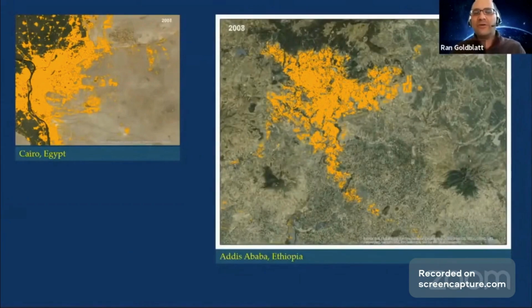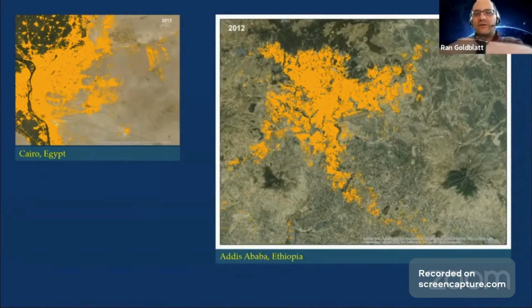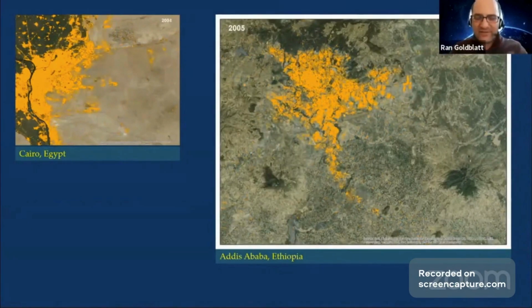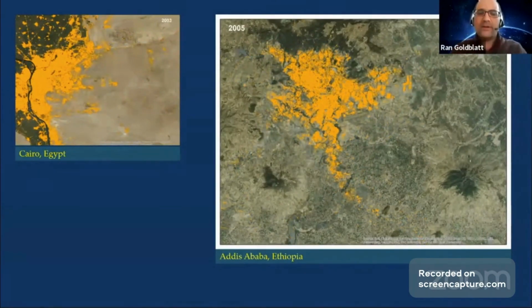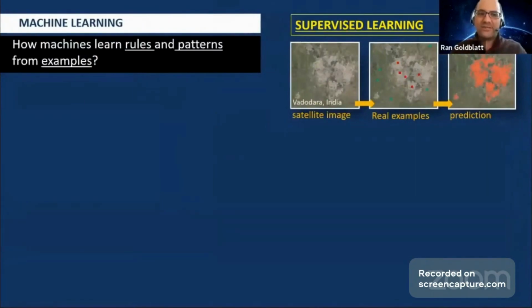So the question is, how do we take all this data that is constantly collected by the satellites and convert it into information? In this case, how do we map urbanization processes automatically? To do that, we can use different approaches in machine learning. And obviously, we cannot talk today about all the machine learning approaches. There are many approaches, supervised, unsupervised, semi-supervised, CNNs, and others. Today, I want to talk about supervised machine learning, which we used in this research.